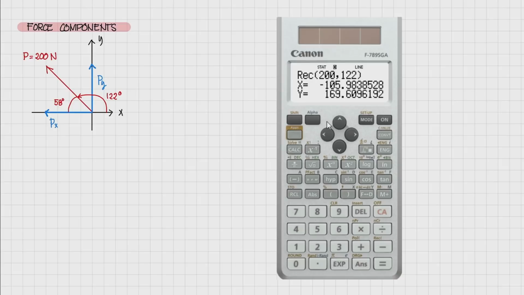So makikita nyo yung x component natin is now negative 105. Another way of doing this is that you could measure the angle coming from here. So it is clockwise from your x-axis, so clockwise tayo. And this would be 180 plus 58, which is 238 degrees. As I said earlier, if you're measuring clockwise from your positive x-axis, your angle has a negative sign. So again, instead of 122, we're going to use negative 238, and you'd get basically the same thing. Okay. So let's do another example.